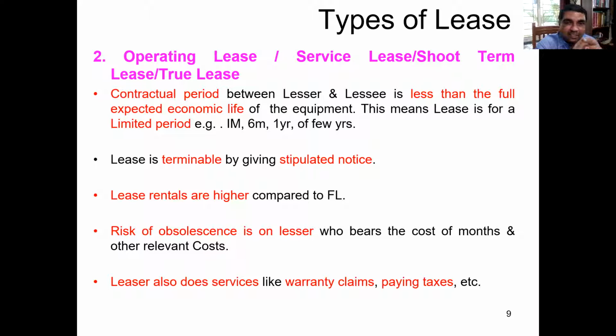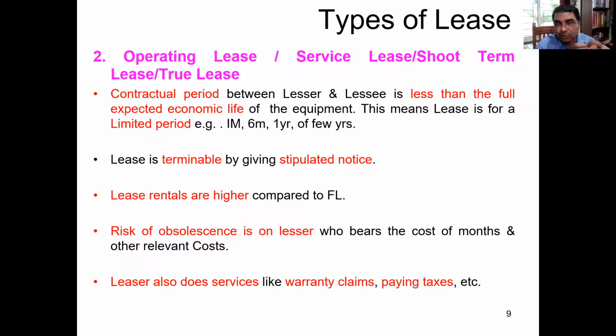Right. The lease is terminable by giving stipulated notice. If the lessor wants or the lessee wants, they can terminate the lease. Lease rentals are normally higher as compared to a finance lease. It's a purely operational lease. Once the lease period is over, the asset will be handed over. Risk of obsolescence is with the lessor.